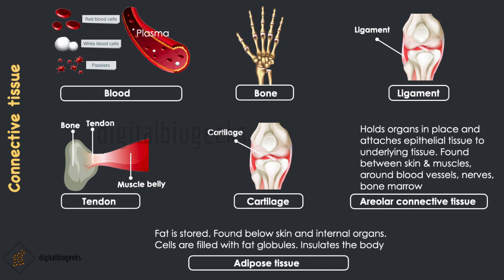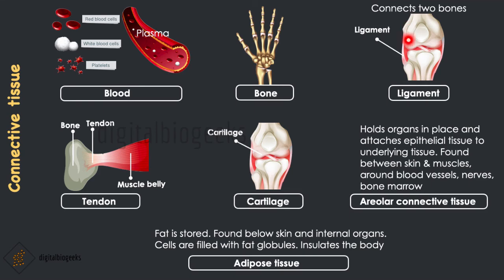Bone cells are embedded in a hard matrix. In blood, we saw fluid matrix, that is plasma, but in bone, the cells are embedded in hard matrix, and this hard matrix is composed of calcium and phosphorus components. Bones are connected with each other by means of another connective tissue called ligament.